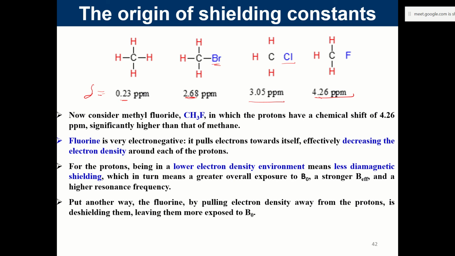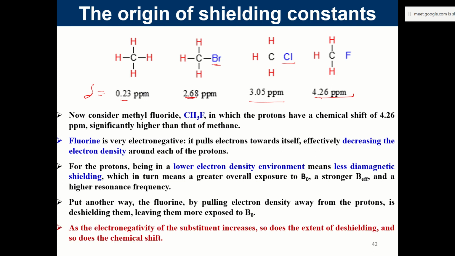And if you increase, so this is one point of view. One aspect of the electronegative atom is that if you increase the electronegativity of the substituent, you will have an increase in the chemical shift value.